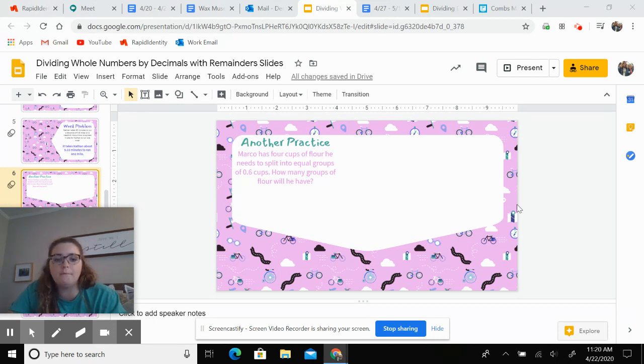Okay, so Marco has 4 cups of flour. He needs to split it into equal groups of 6/10 cups. How many groups of flour will he have? So he's splitting those 4 cups into groups of 6/10. It's not 6/10 equal groups, because you're not going to have only part of a group. He wants equal groups of those 6/10, and we want to know how many groups he's going to have.